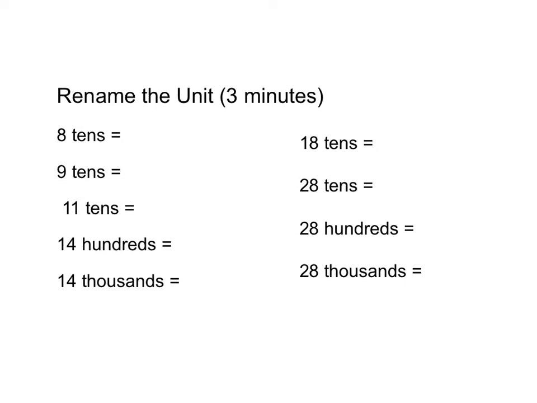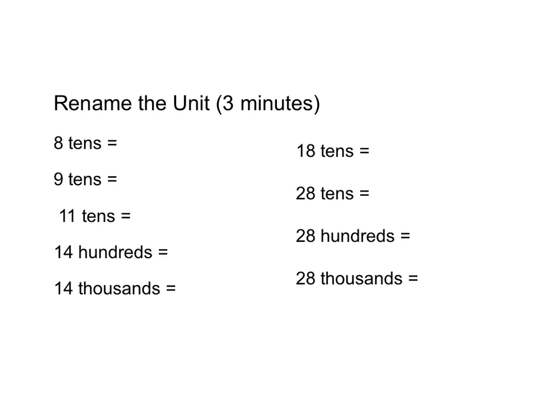What I am going to ask you to do is have your whiteboard and marker ready. Last time we just said them, this time I want you to actually write down what the number would be as you rename them. So for instance, 8 tens, if we were to rename that, well, 8 tens is 80. Okay, so do you understand what we're going to do?